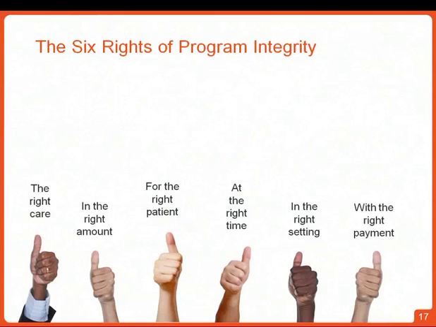MCOs should continue to follow their own procedures for fighting fraud, waste, and abuse. Claims editing and other processing safeguards are valuable program integrity tools, and special investigative units can also effectively identify and investigate areas prone to fraud, waste, and abuse. Additionally, if plans aren't doing so already, we encourage them to work on strengthening their controls to make sure that they meet the 6 rights of program integrity: the right care, in the right amount, for the right patient, at the right time, in the right setting, and with the right payment.